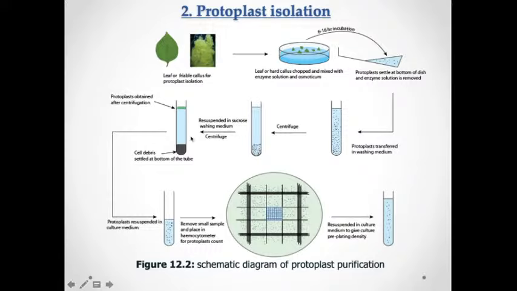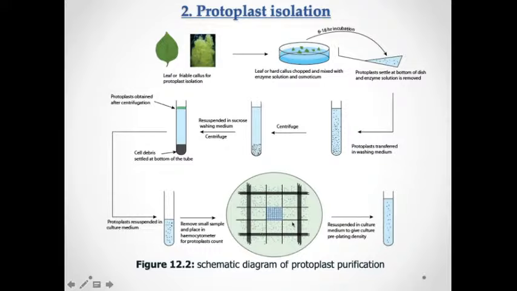Then you have debris at the bottom and protoplast obtained after centrifugation at the top, and then you resuspend into the culture media, and then you remove a small sample into a hemocytometer. So there are four chambers like here. What you do is you calculate how many cells are in one chamber, then do the same for the four chambers, and then you have an average of it.